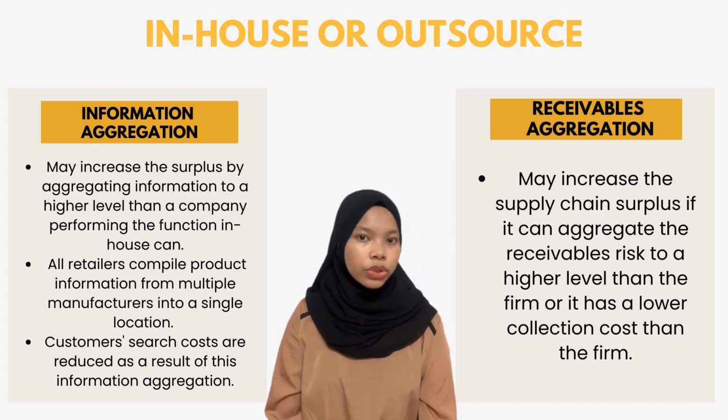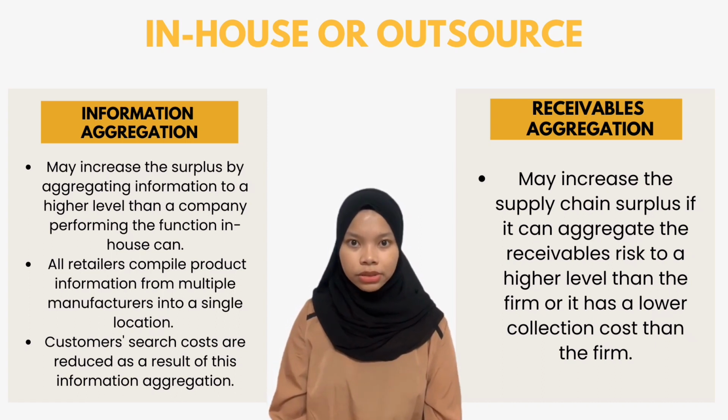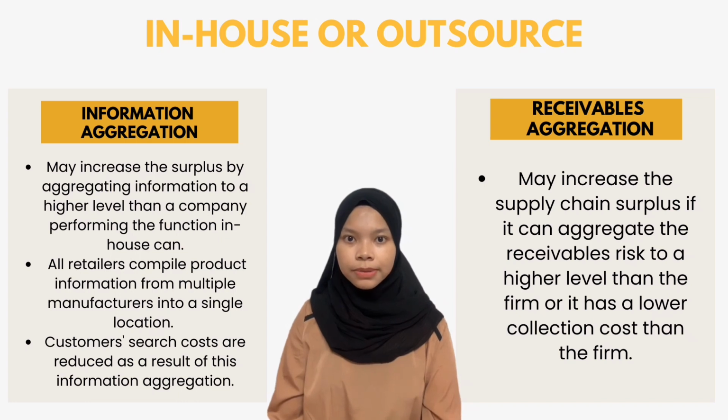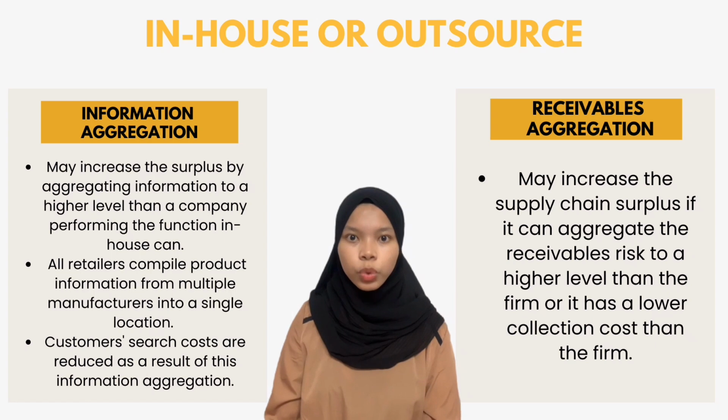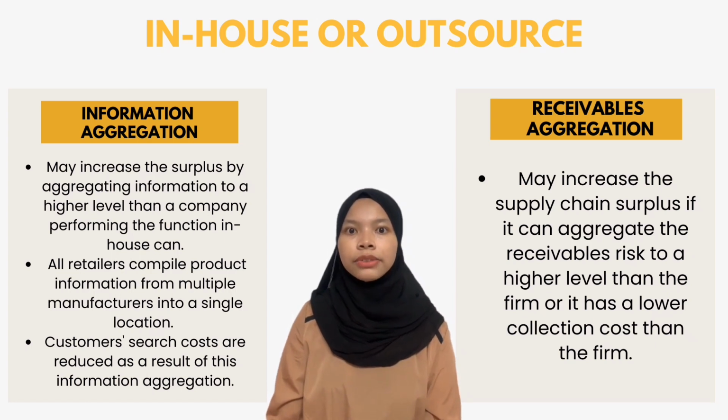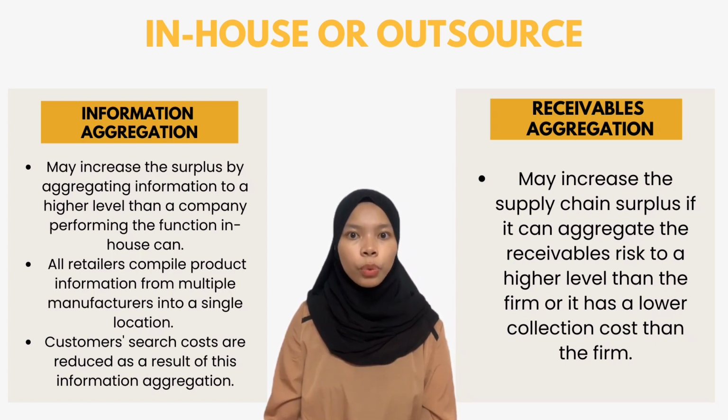The next one is receivable aggregation. A third party may increase the supply chain surplus if it can aggregate the receivable risk to a higher level than the firm, or if it has a lower collection cost than the firm.